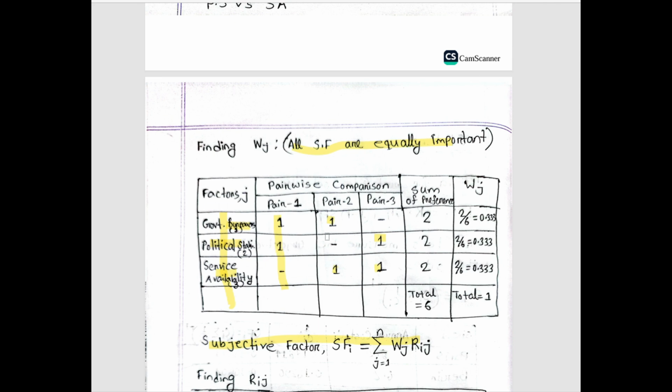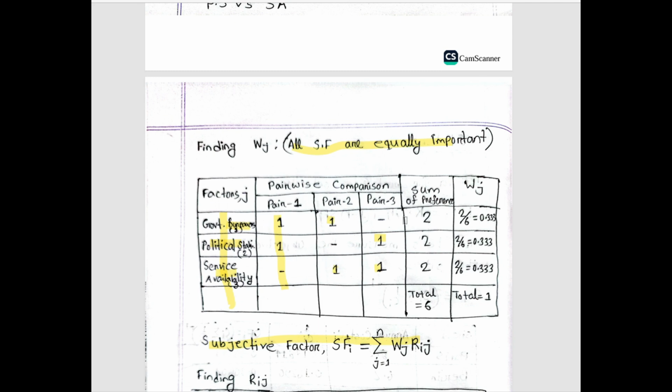Then again for the second pair of comparison, government bureaucracy versus service availability, political stability was not involved, so we would put a dash. Government bureaucracy has the highest influence and is higher than serviceability, that's why we would give it a 1 value, and serviceability is lower than government bureaucracy. If the subject factors were not equally important, then we would put a 0 value, and so on. But here all the subject factors are equally important, that's why we put the same value. We denoted the same value for each subject factor.